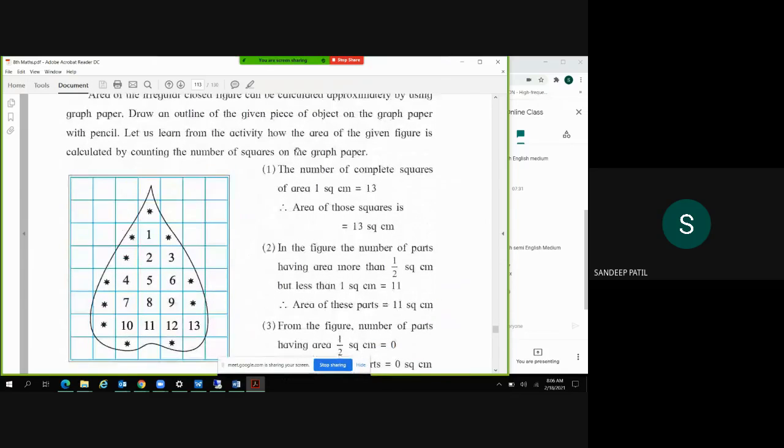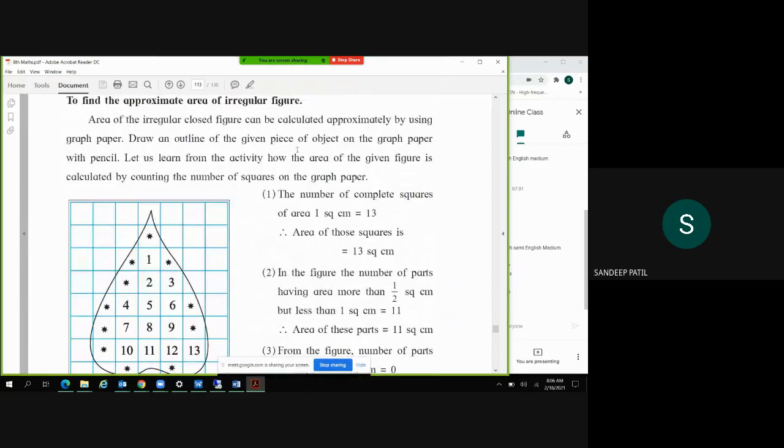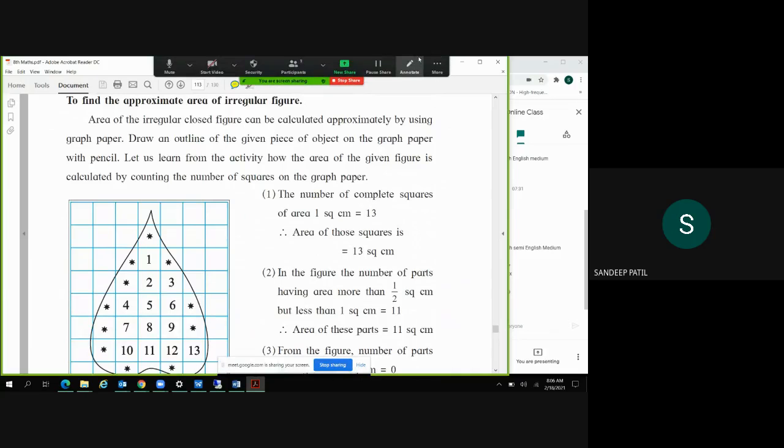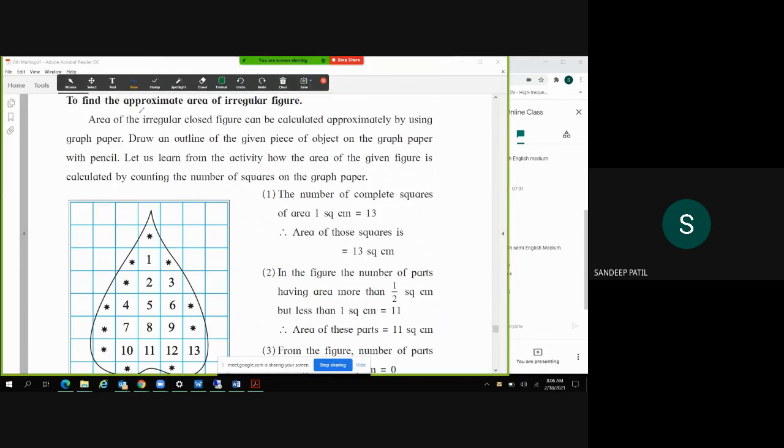Yeah. See, there is another topic: find the approximate area of irregular figures. Right. The area of an irregular closed figure can be calculated approximately by using graph paper. So this is a graph paper. Okay. Draw an outline of the given piece of the object on the graph paper. We draw this object on the graph paper and calculate.